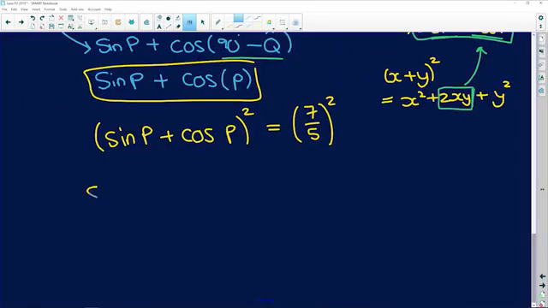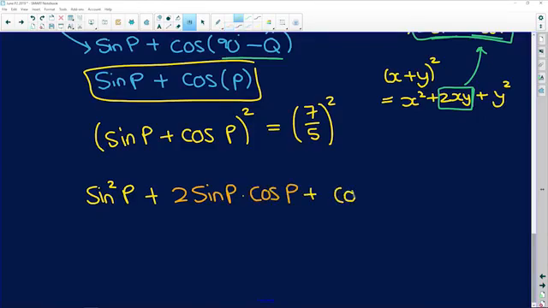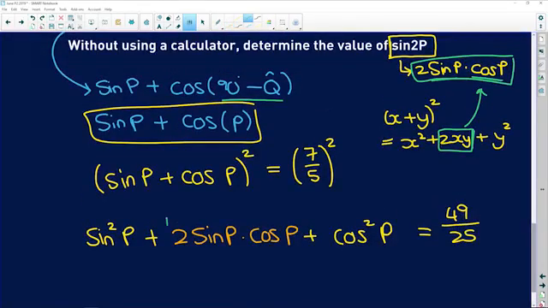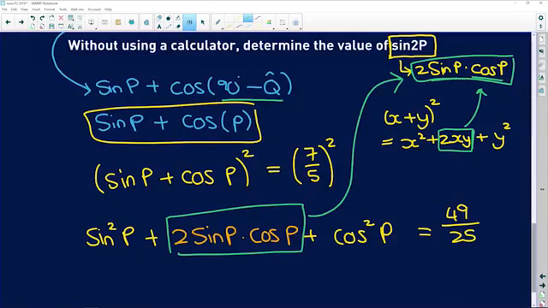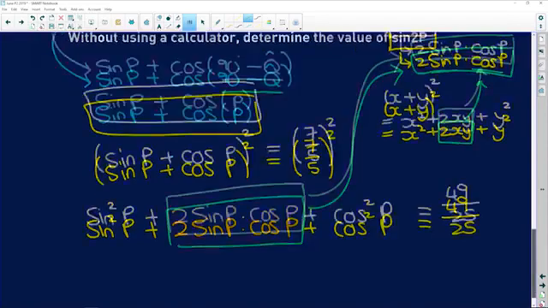So we're going to get sine squared of p plus, I'm going to write this in a different color, 2 sine of p cos of p plus cos squared of p. That is going to give us 7 squared is 49 over 5 squared, which is 25. Okay, so we have this situation over here. 2 sine p cos p, which is that expansion over there. So how do we get that on its own?